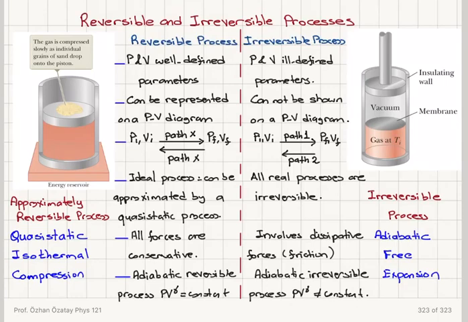Okay, now we're going to distinguish between reversible and irreversible processes. All the theory of thermodynamics that we have been working on is based on idealized reversible processes. And what do we mean by a process being idealized or reversible? Well, we mean the following.